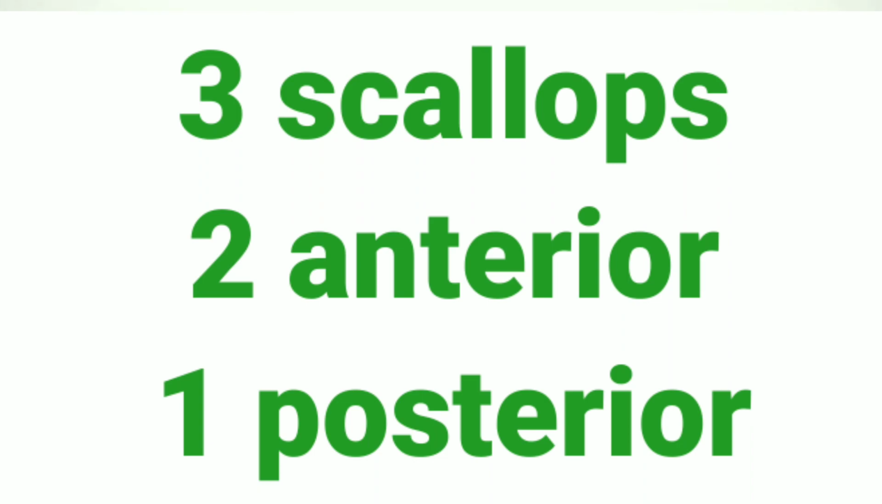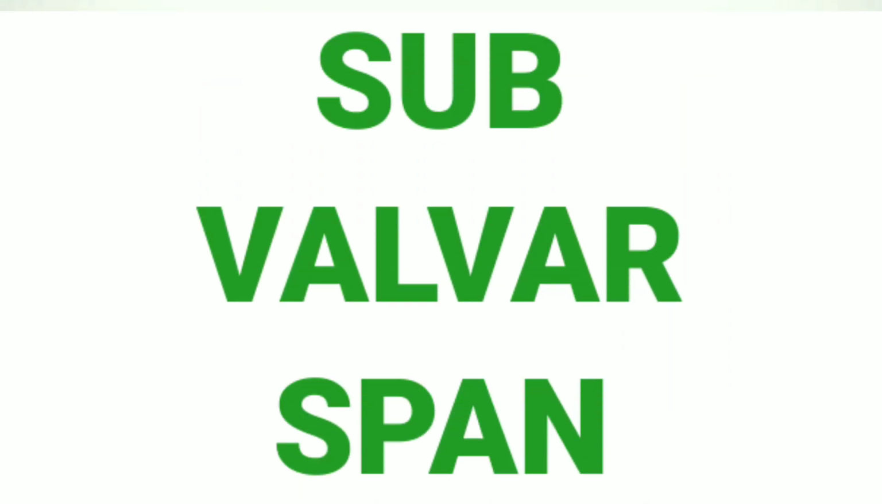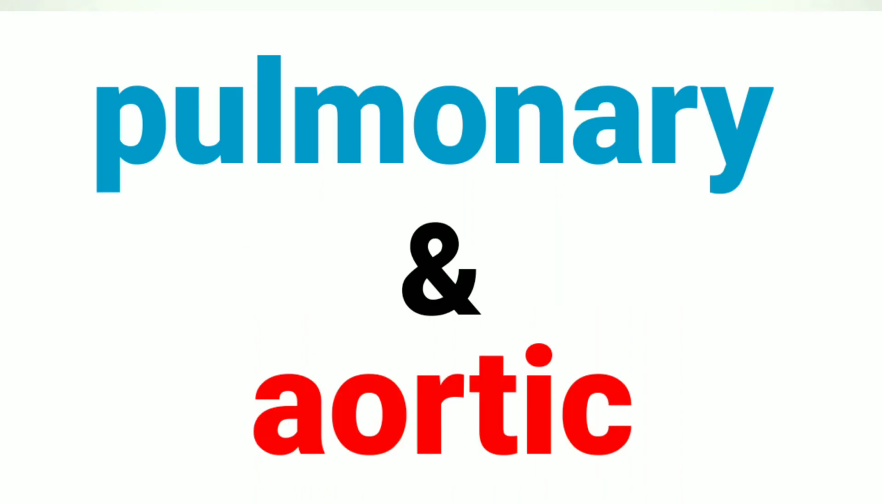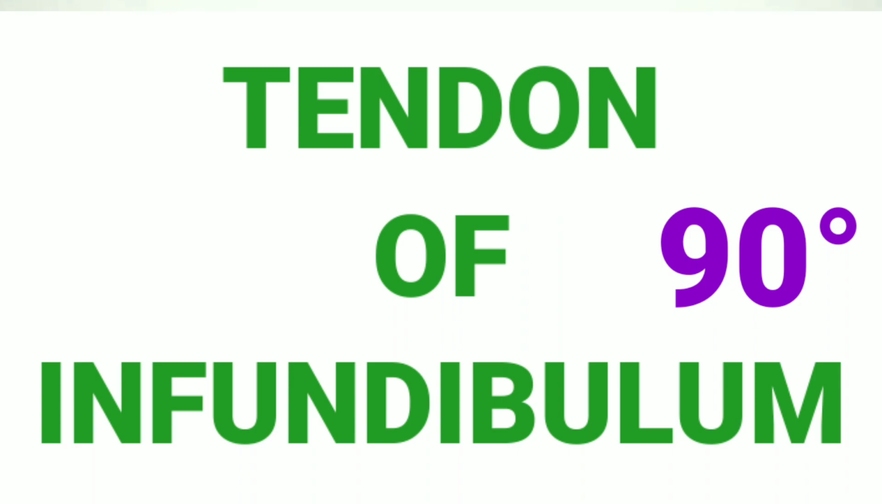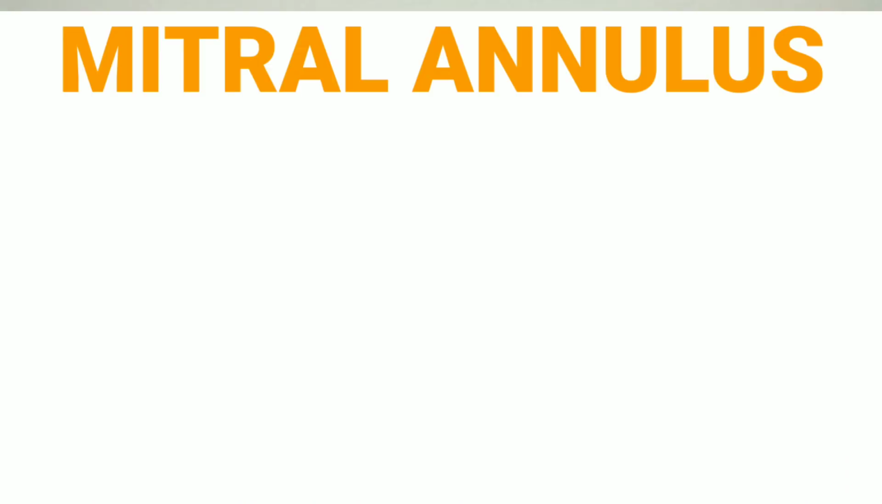Coming to the pulmonary annulus, we saw that again there are three scallops and the span between the corresponding scallops was called the subvalvar span. And we saw there was a connection between the pulmonary annulus and the aortic annulus, that is the tendon of infundibulum, which is at 90 degrees, clearly showing that both of them do not lie in the same plane. Following this, we came to the mitral annulus.